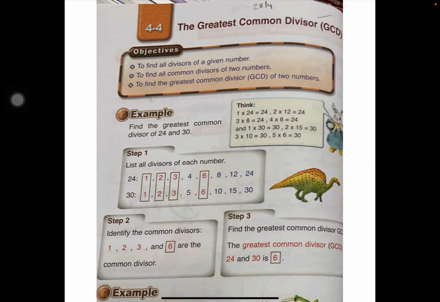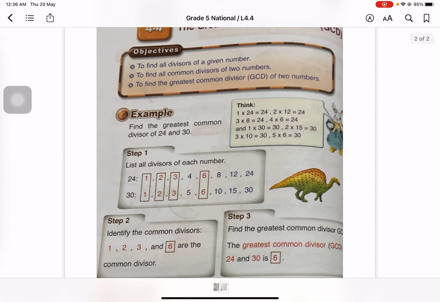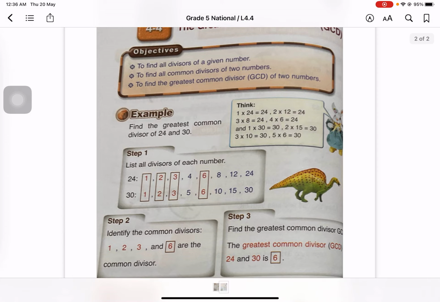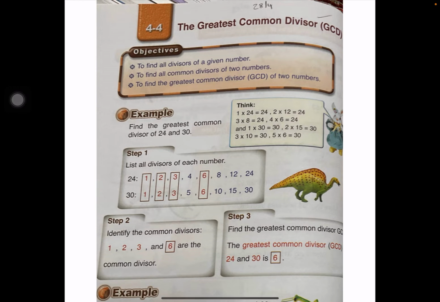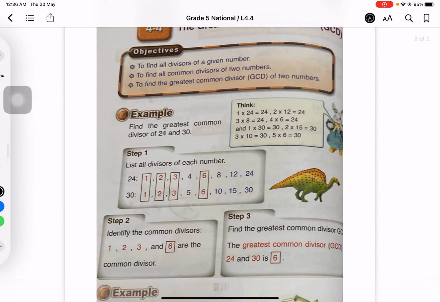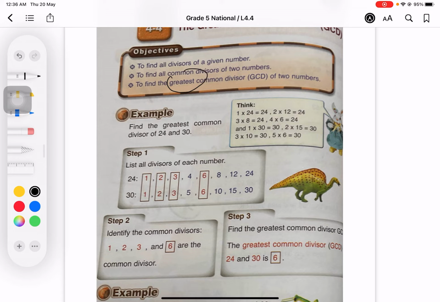So what is my objective in this lesson? To find all the divisors of a given number. Divisor means كل الأعداد التي تقسم عليه بدون باقي. To find all common divisors of two numbers. بعدين نلاقي مين الcommon between them. بعدين we need to find the greatest one. Again, they gave us: find the greatest common divisor of 24 and 30.